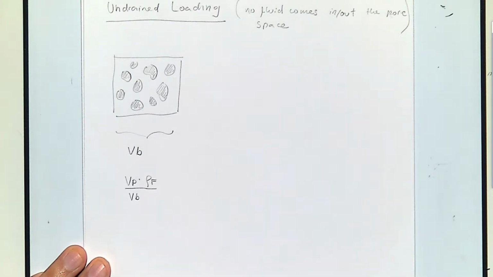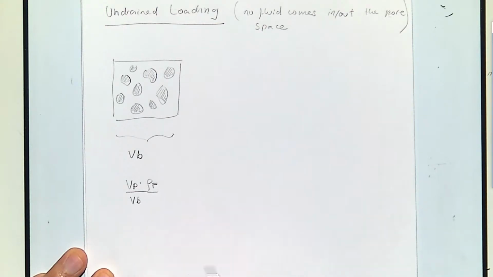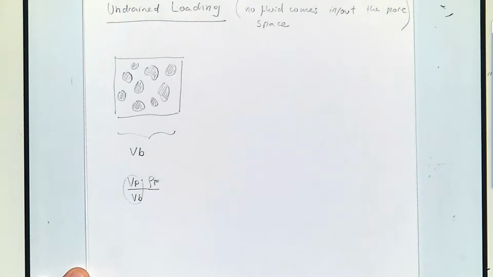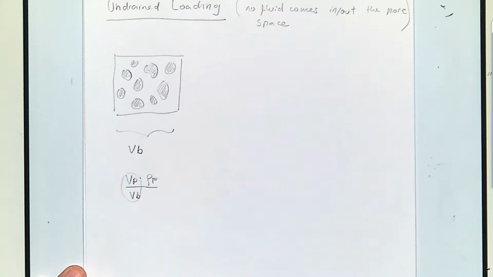So if you have a rock of 1 meter square and then you have a porosity of 10%, then probably you're going to have 100 liters of water, 100 kilograms of water. So this is 100 kilograms per meter cube, something like that. It's mass per unit of volume. And what is this? Pore volume divided by bulk volume, it's porosity, right? So this is what we're going to do then.